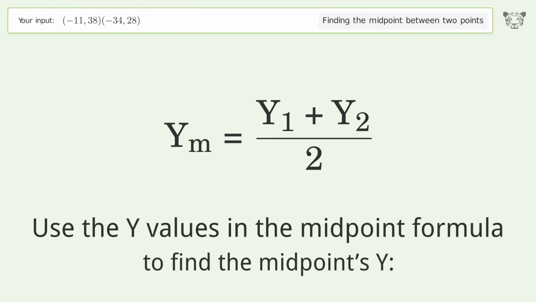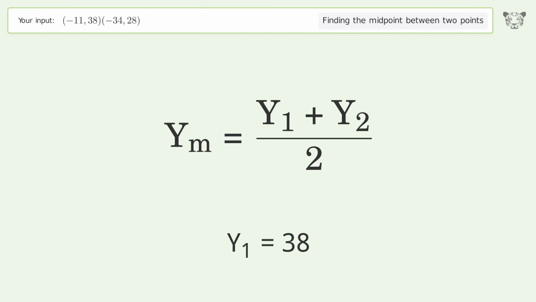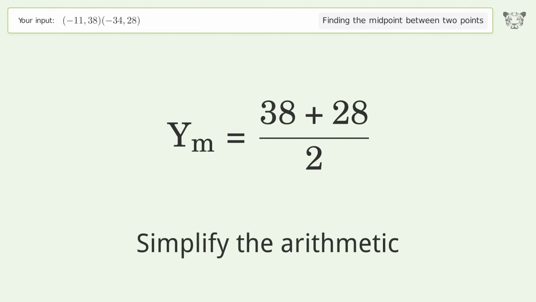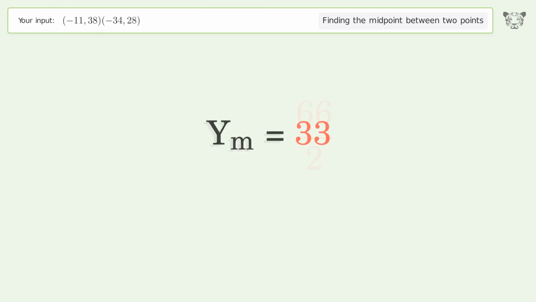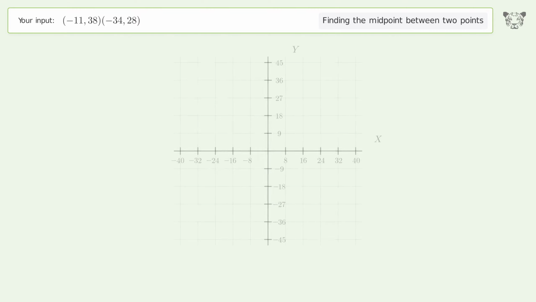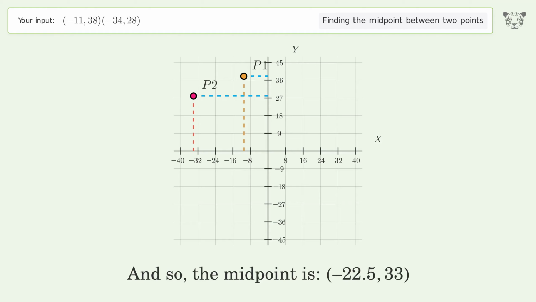Use the y values in the midpoint formula to find the midpoint's y. y1 equals 38. y2 equals 28. Simplify the arithmetic. And so, the midpoint is negative 22.5, 33.